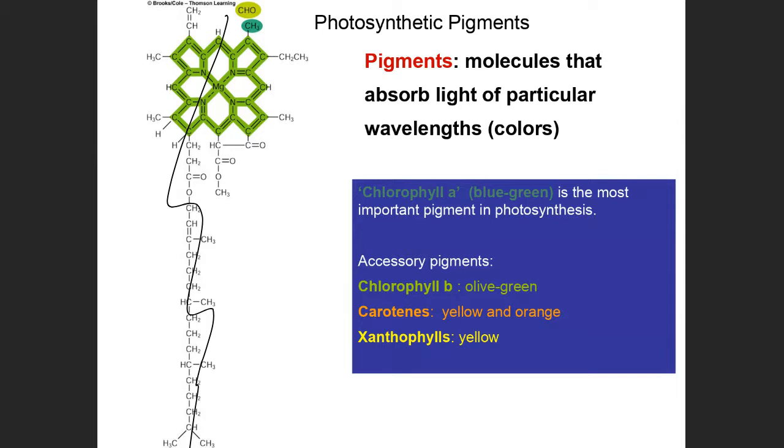The accessory pigments are going to play a role also. I'm not saying they are not. The most important ones among the accessory pigments are chlorophyll B and also carotene, which absorbs orange and yellow, and xanthophyll, which is yellow.